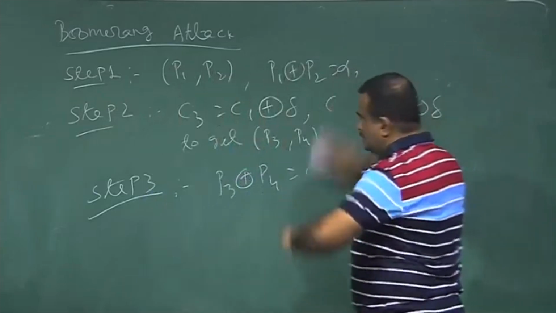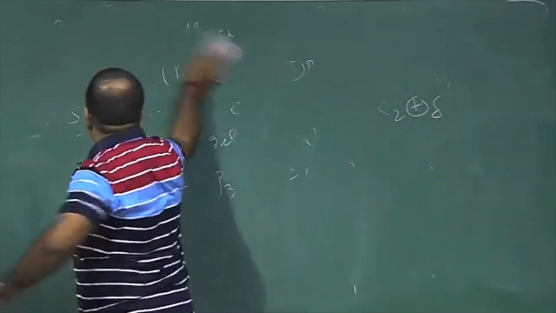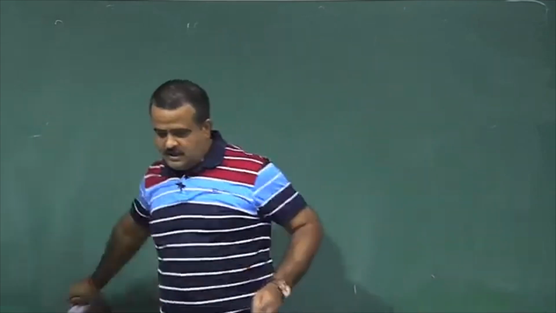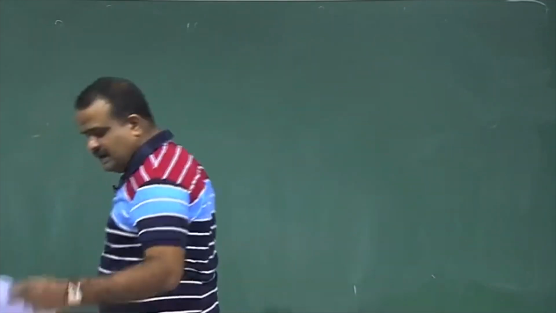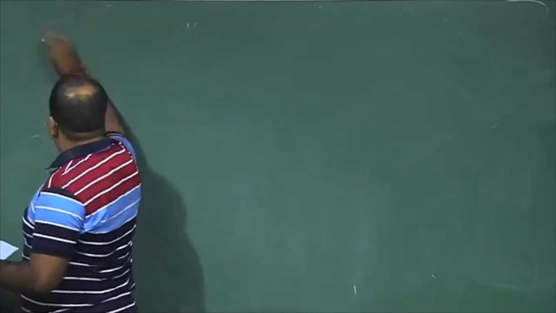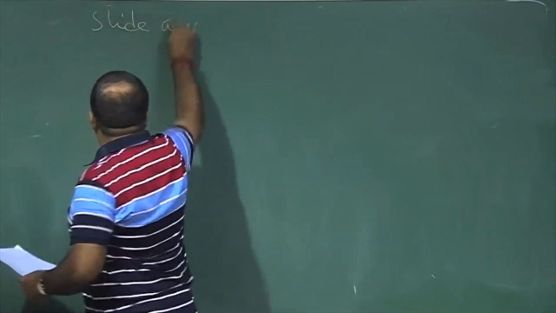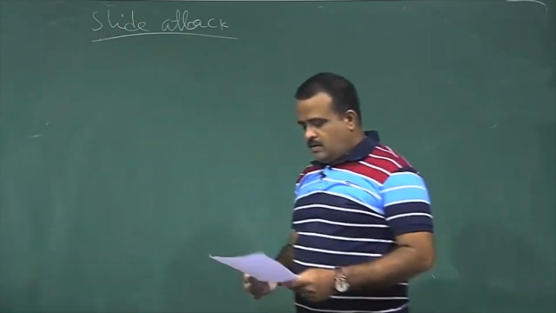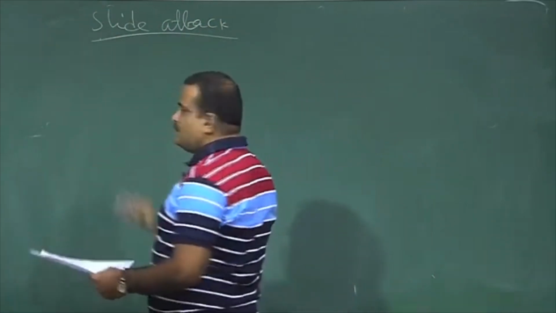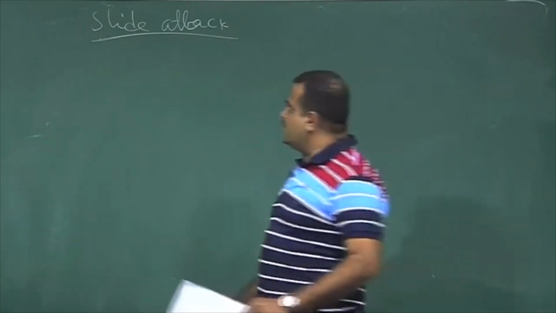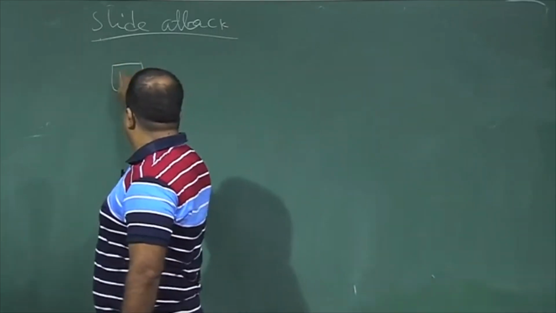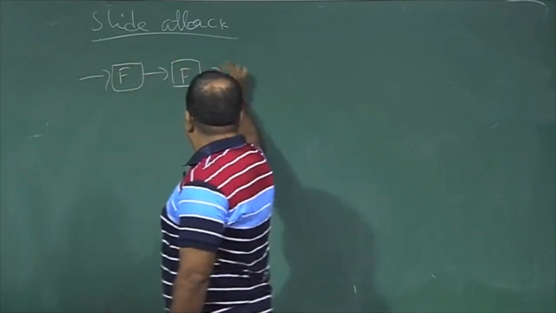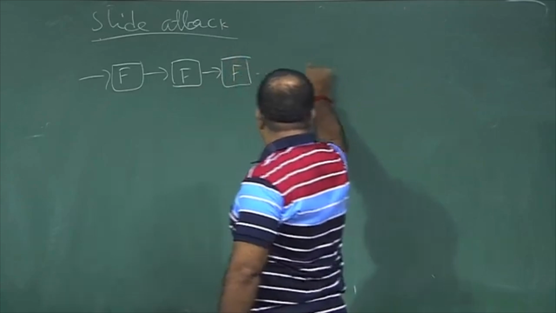Now, the last attack, I will just give you the idea of the slide attack, which was introduced by Biryukov and Wagner in 1999. This is also an attack on block ciphers. The idea is we can slide the block cipher. The block cipher has R rounds, and in this attack we assume all the round functions are similar, which is f.